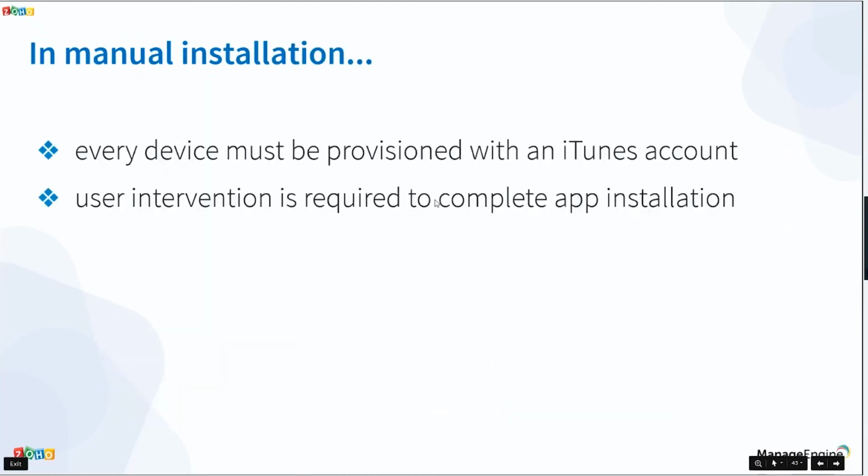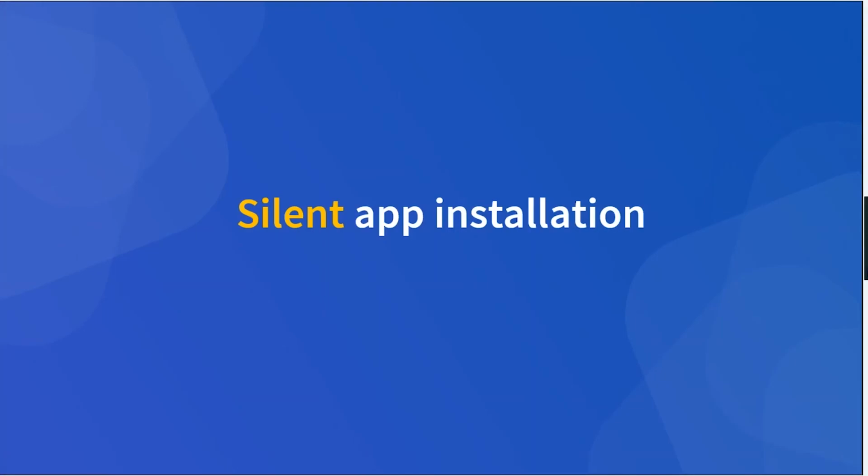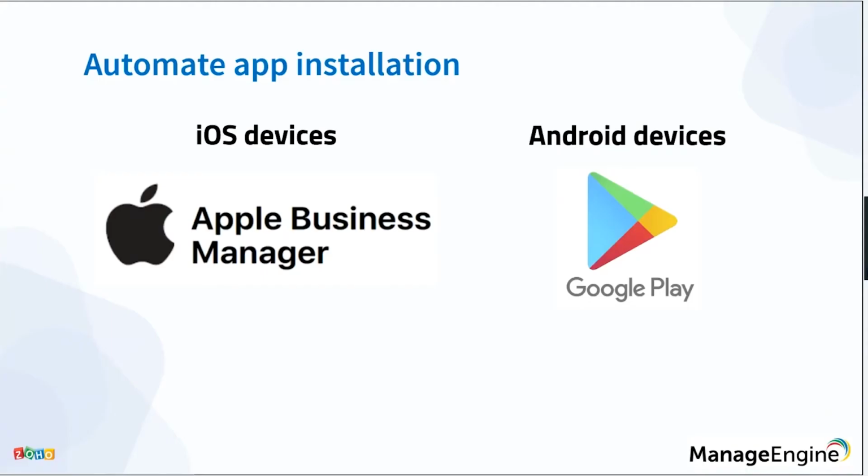So that is it. Distributing to the app catalog requires that every device be provisioned with an iTunes account, and user intervention is required to complete the app deployment. However, you do have another way where you could silently deploy the app installation. Let me show you how you can do that. To automate the app installation on iOS devices, we need to use the Apple Business Manager portal for silent app deployment. And for Android, we need to use Managed Google Play services for it.